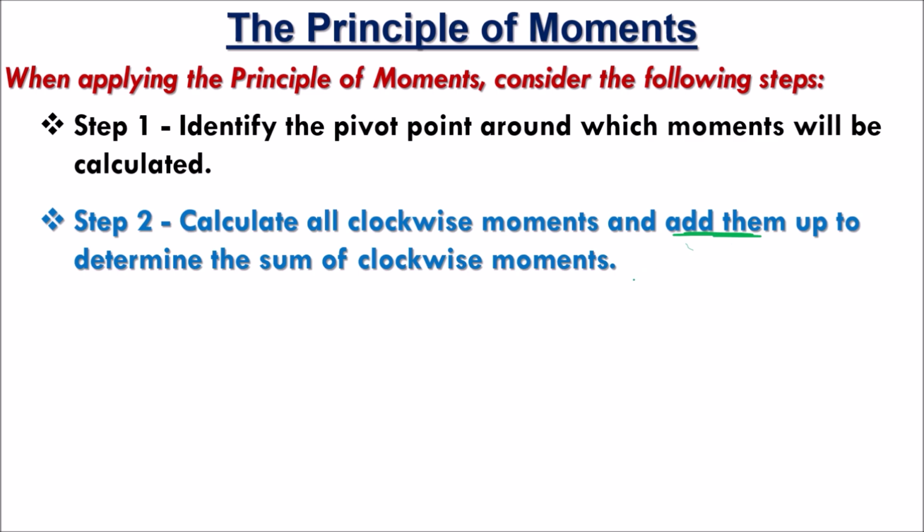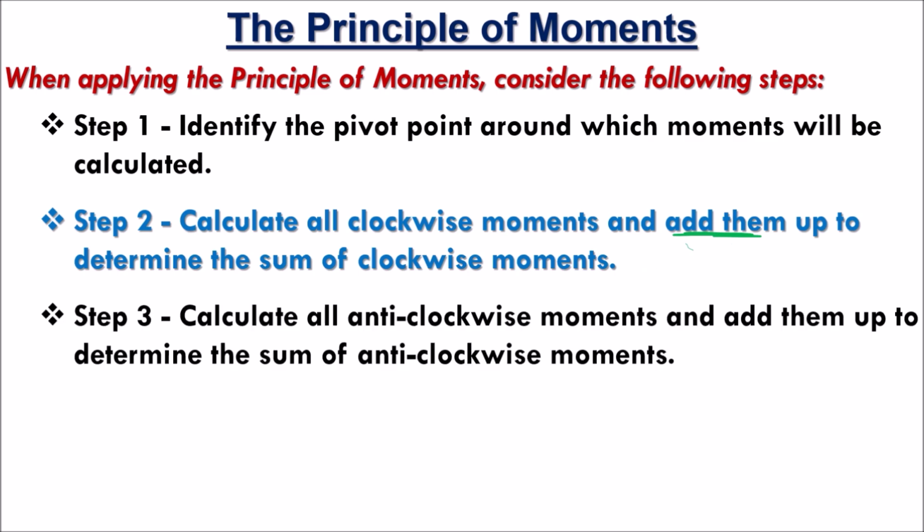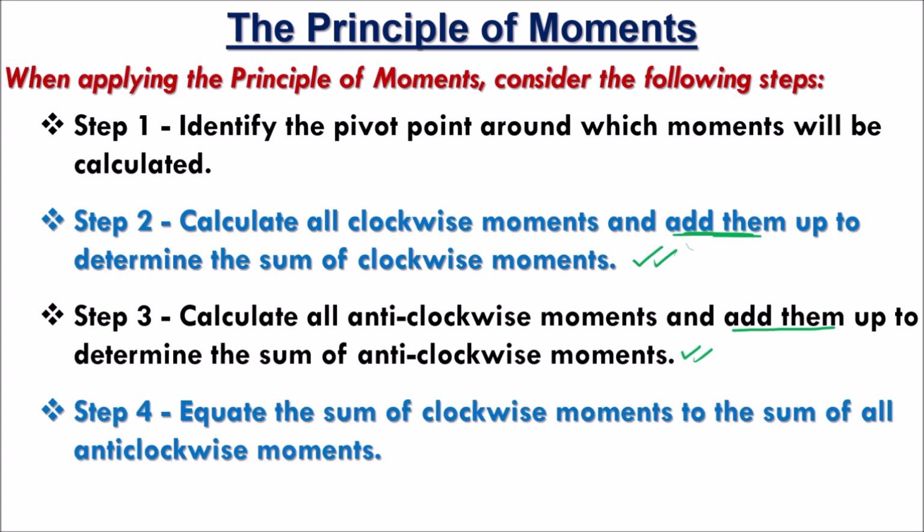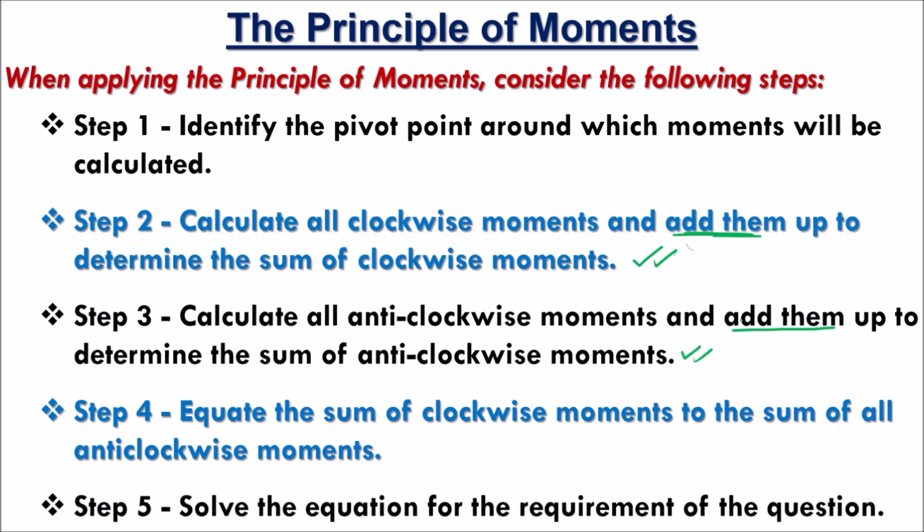Add them. This is key. The third thing is to calculate all the anticlockwise moments and add them up, because we are looking for the sum of anticlockwise moments. Once this is done, for an object to be in equilibrium, the sum of clockwise moments must be equal to the sum of anticlockwise moments. So you equate the two. Then you finally solve your equation to find the unknown required by the question.